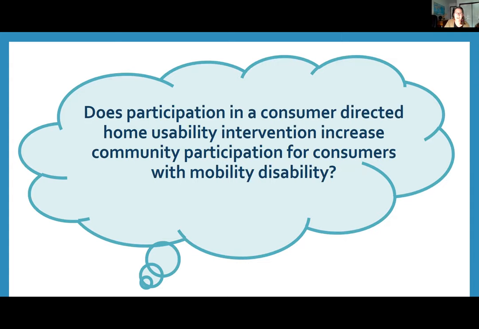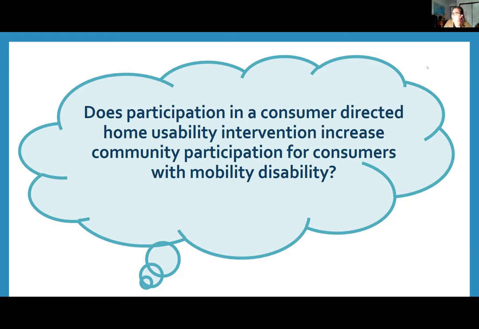Great. So our main question for this intervention is, does participation in a consumer-directed home usability intervention increase community participation for consumers with mobility disabilities?